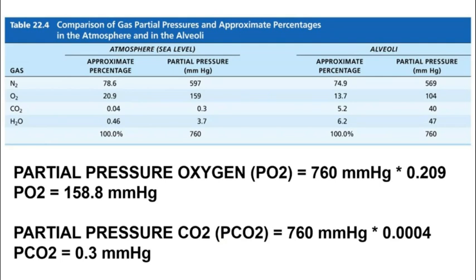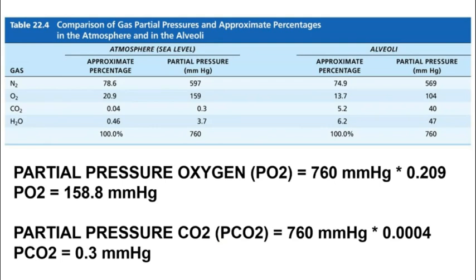We can do the same for the partial pressure of carbon dioxide at sea level. So we take the total atmospheric pressure, which again at sea level is still 760 millimeters of mercury, and multiply it by the decimal form of 0.04%, which in this case, the decimal form of 0.04% is 0.0004. And that gives us a partial pressure of carbon dioxide of 0.3 millimeters of mercury at sea level, and a partial pressure of oxygen at sea level of 158.8 millimeters of mercury.